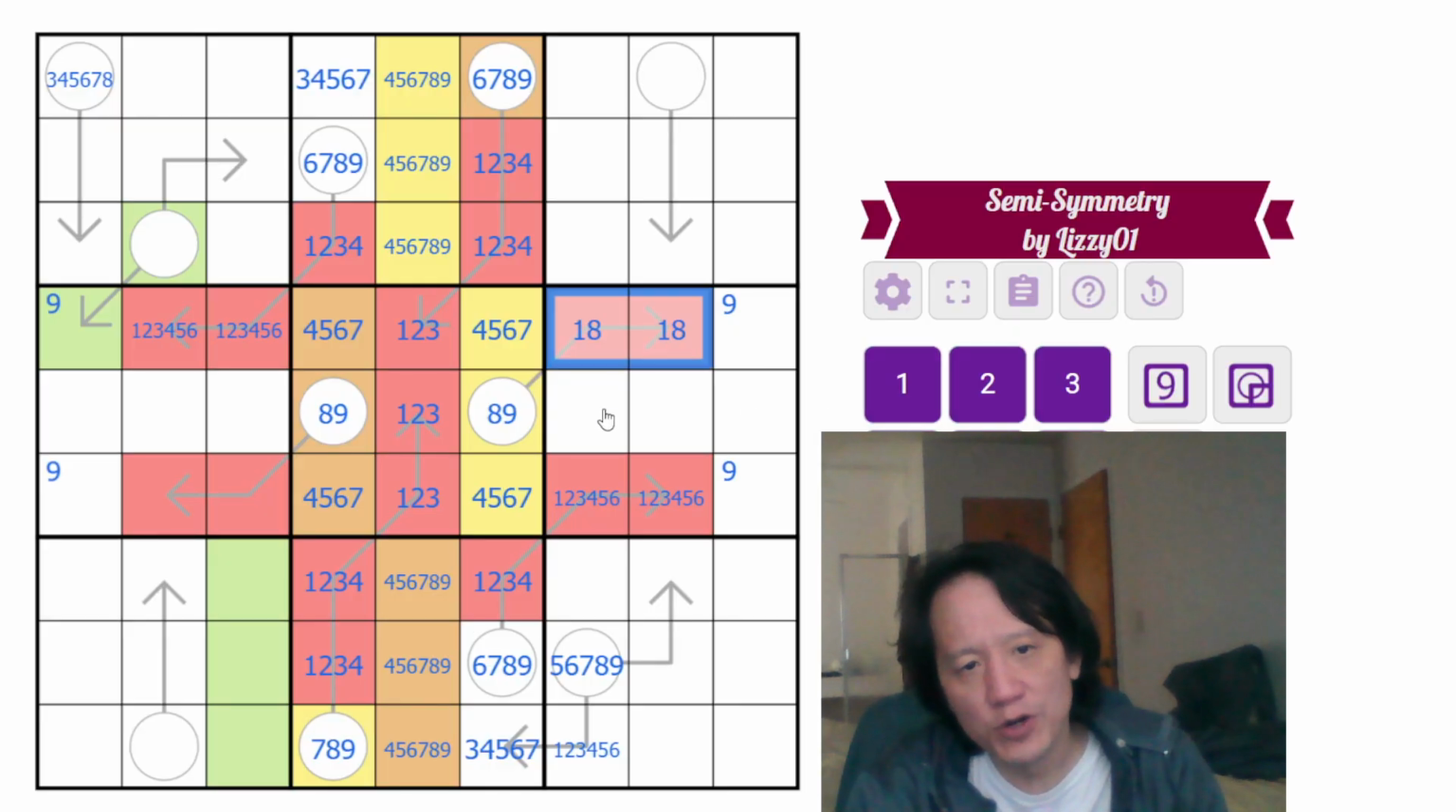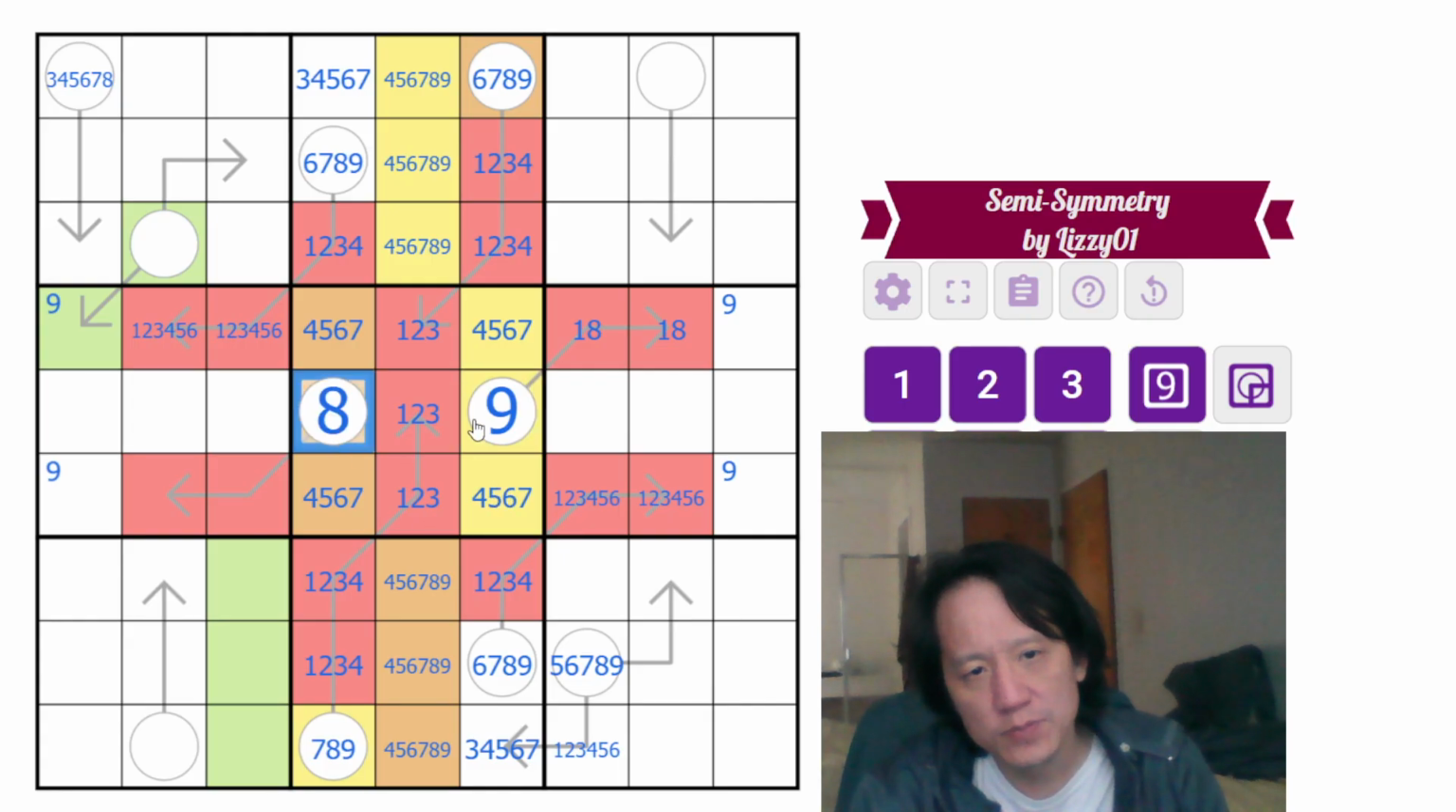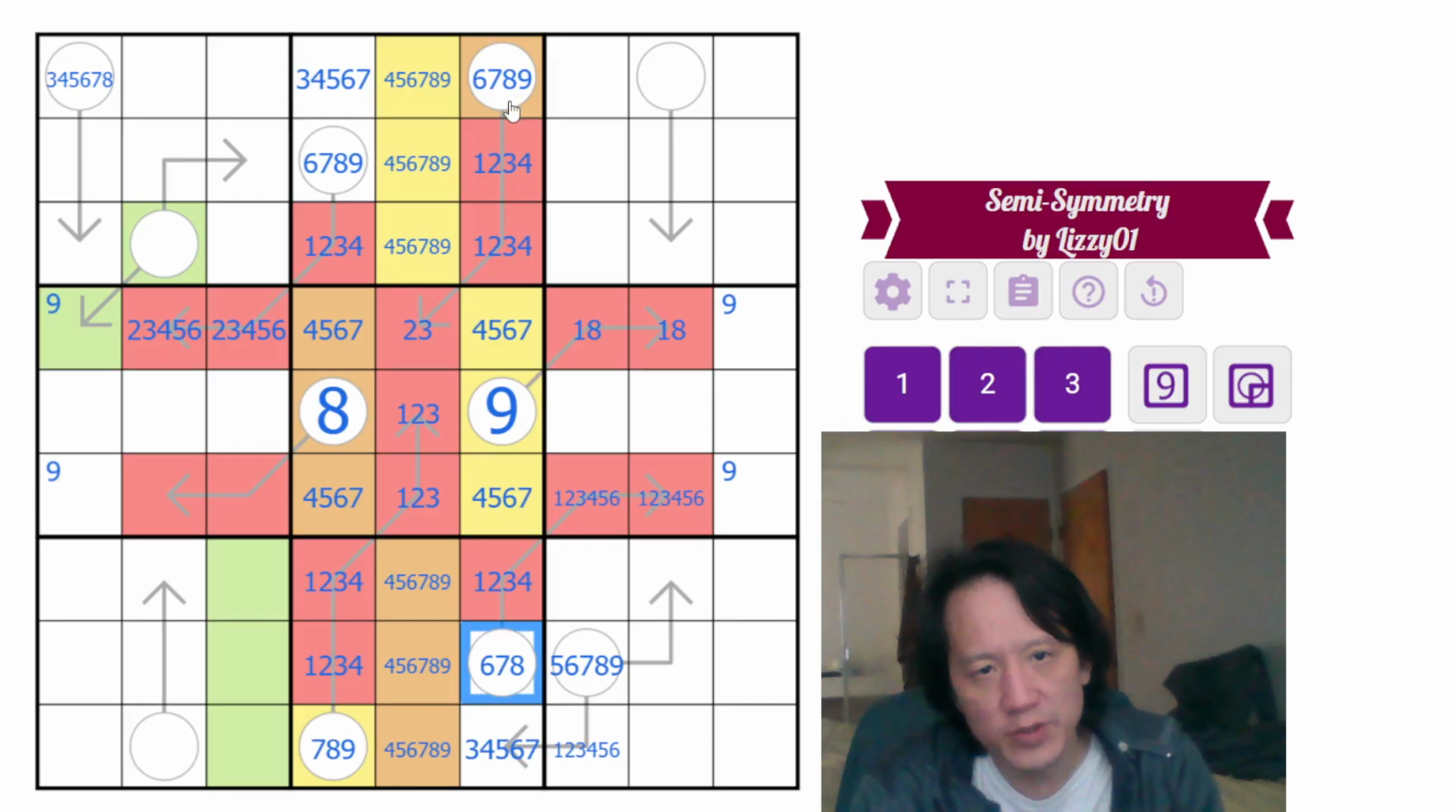Can this ever be 1-8? If this is 1-8, this has to be 9, which makes this 8. We lose the 1 here. This can't be 9. So one of 2 or 3 is here. This can't be 8. This can't be 1.